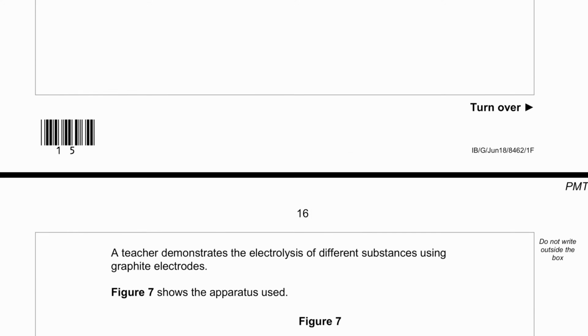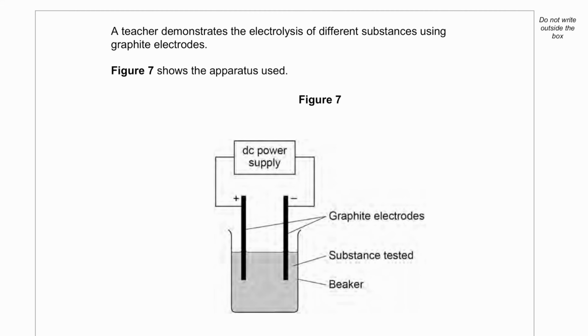Next question. A teacher demonstrates the electrolysis of different substances using graphite electrodes. Oftentimes in school laboratories we use graphite electrodes because they are inert, meaning they're unreactive, and they're very inexpensive. They're a good conductor of electricity, so they're readily available for school laboratories.